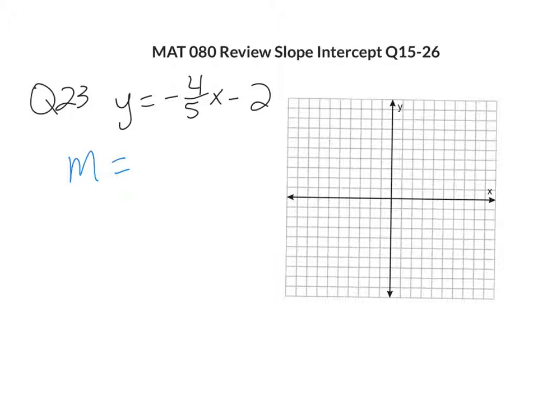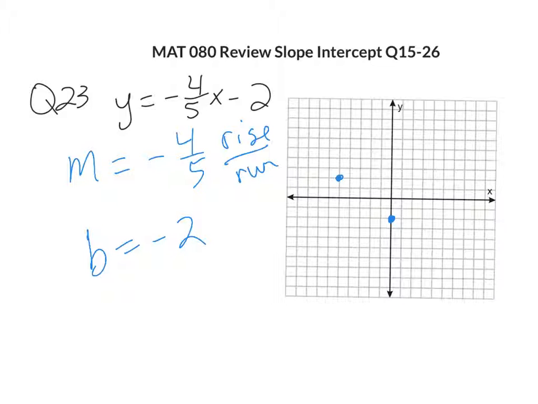For question number 23, my slope is negative 4/5. My y-intercept is negative 2. Again, always plot that y-intercept first. So at negative 2, you're going to put a point. And then I'm going to rise 4, run 5. So I'm going to go up 4, 1, 2, 3, 4. Run 5, and it's negative, so I'm going to go to the left. 1, 2, 3, 4, 5.